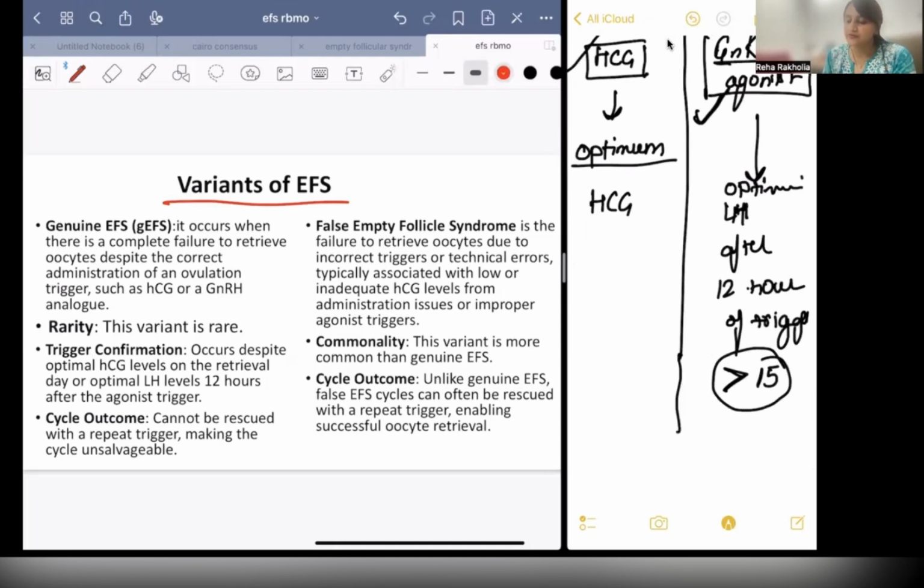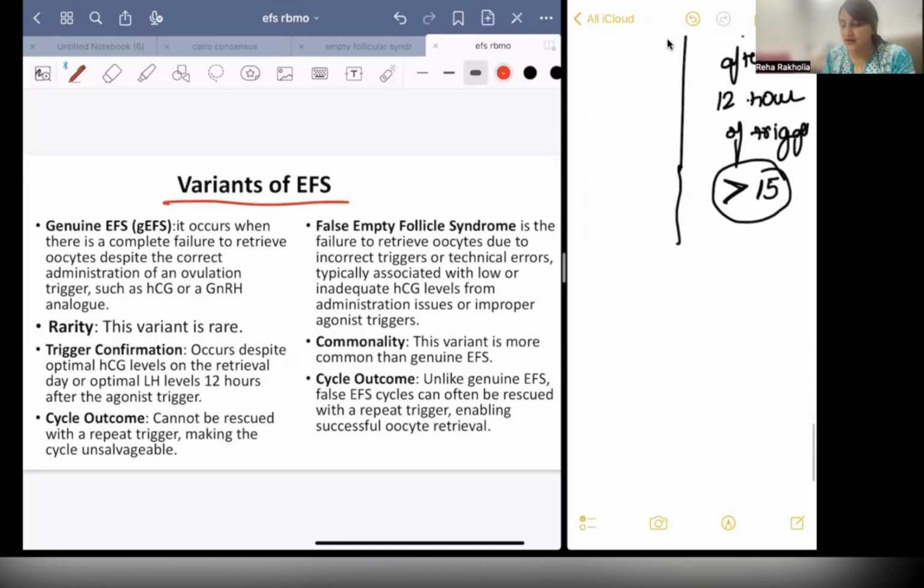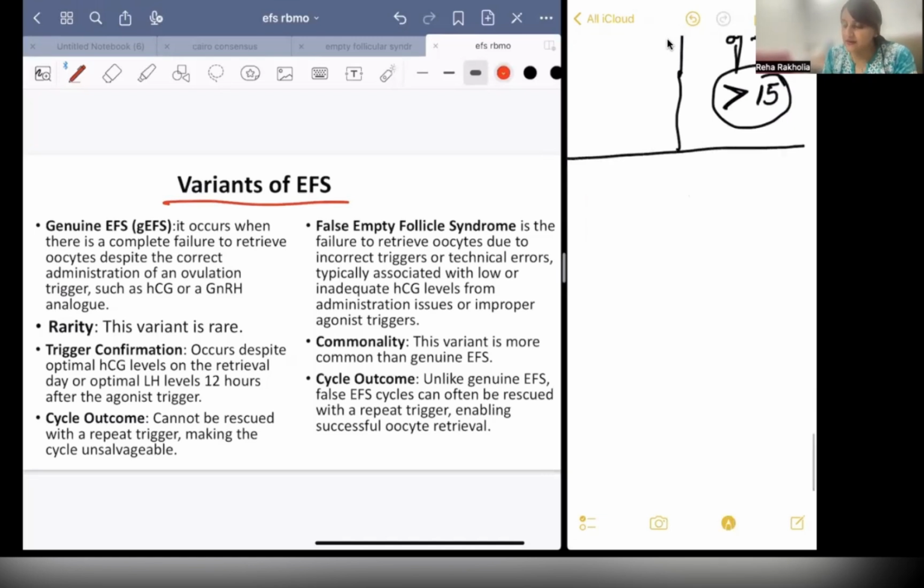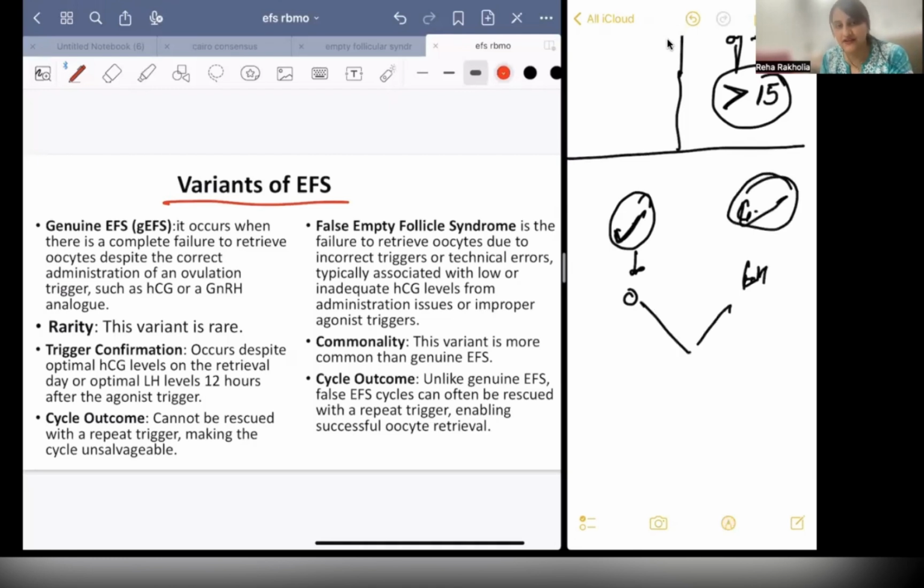Okay. So this is genuine EFS, genuine empty follicular syndrome. What does that mean? Even if the trigger is working, like the HCG trigger is optimum and the GnRH agonist LH is optimum, still we are unable to retrieve oocyte, even though the trigger is working.